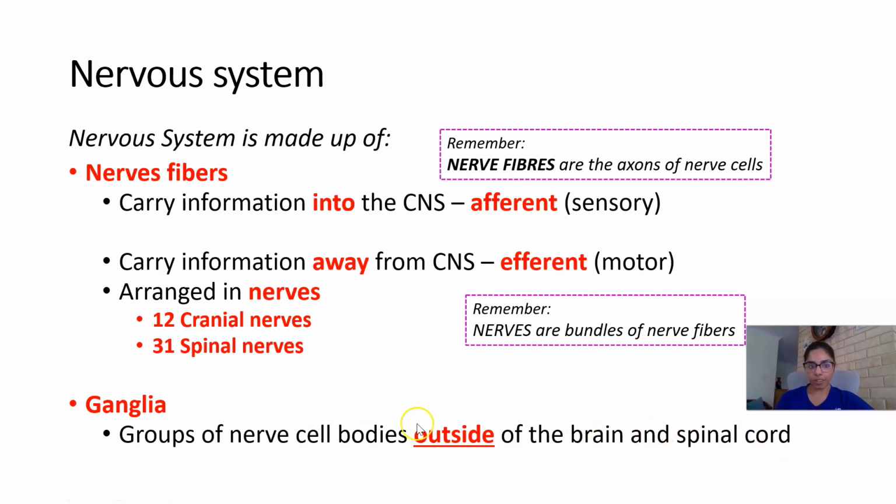Final word here that we need to learn about is the term ganglia, or if you're talking about one, it's a ganglion. Ganglia are groups of nerve cell bodies, so we're looking at the soma here, and they are outside the brain and the spinal cord. So these collections of nerve cell bodies specifically outside of the central nervous system, so that is to say in the peripheral nervous system, are referred to as ganglia.